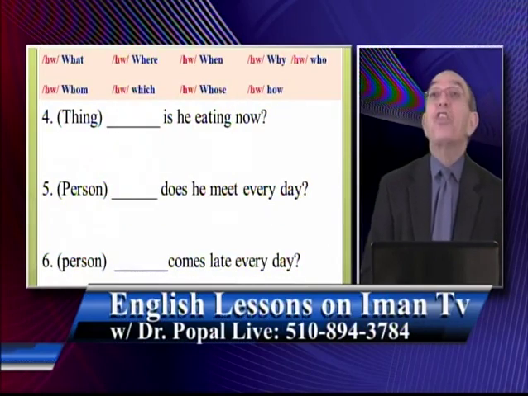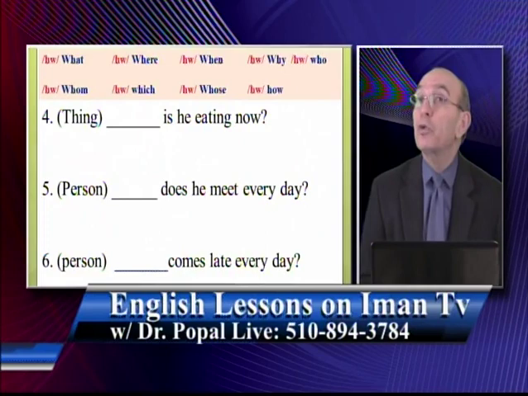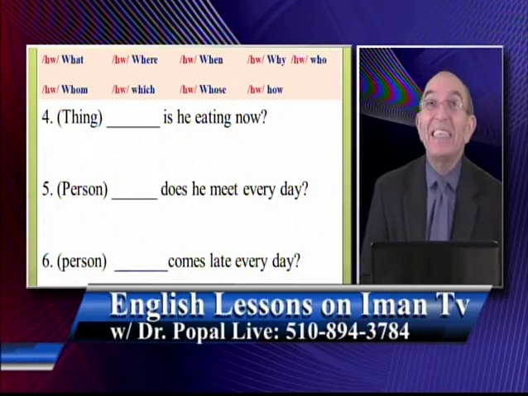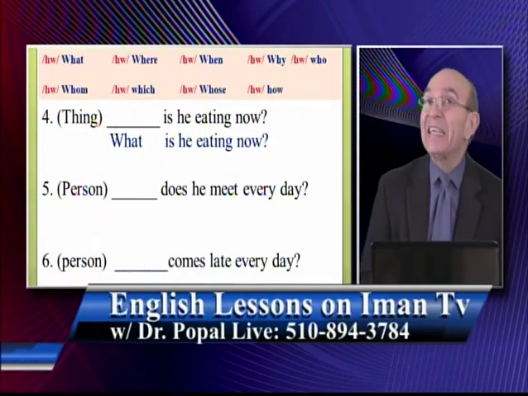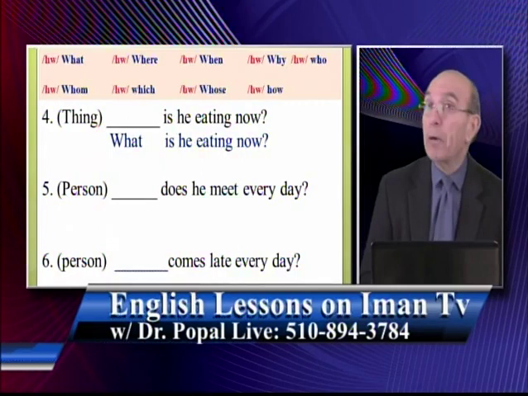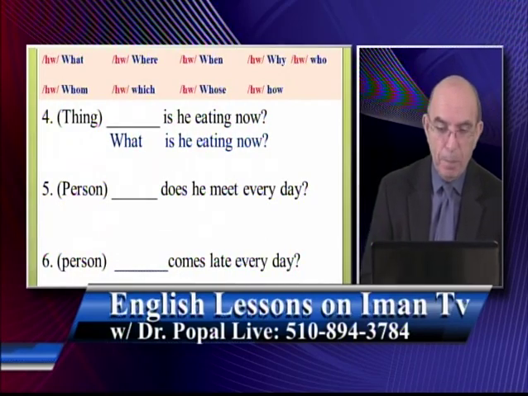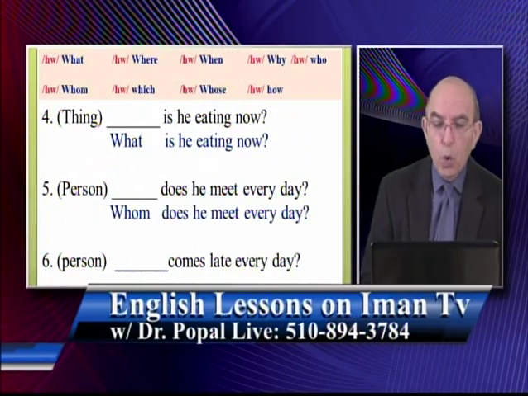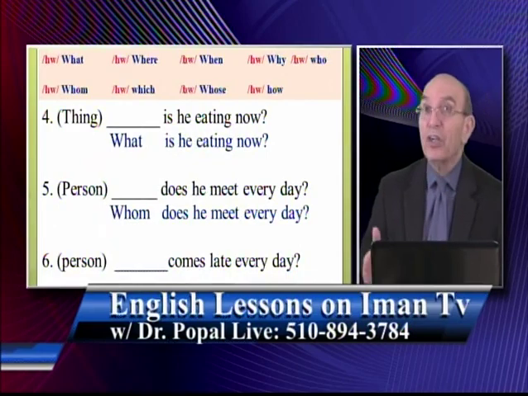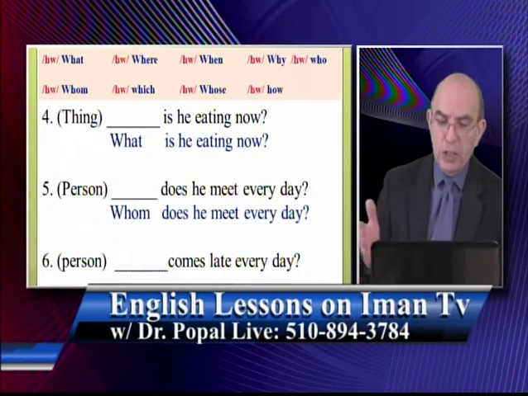Number 4, for things. Which WH word is used for things? Is eating now? The correct answer is, what is eating now? He's eating a banana now, or he's eating a piece of cake now. What? So you have to name the thing. Person. Does he meet every day? Whom does he meet every day? So you say, he meets his brother every day. So the brother is the object, that's why you have to use whom.